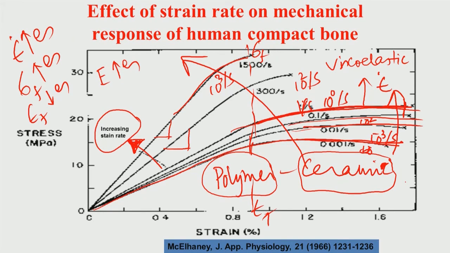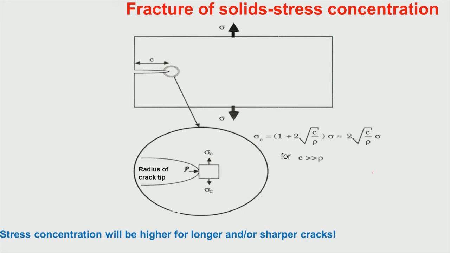So, from this brief discussion, it should be clear to you that bone has strain rate dependent properties, bone has viscoelastic properties, and with increasing strain rate the fracture strength of the bone increases, the elastic modulus increases, the failure strain decreases, and therefore, bone is more prone to fracture. Now, a little bit of the elements of fracture mechanics is important, because it will give you some idea of why bone is prone to sudden fracture.